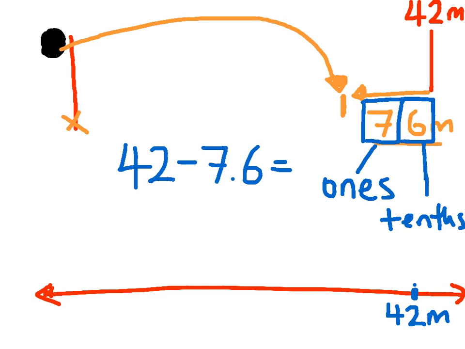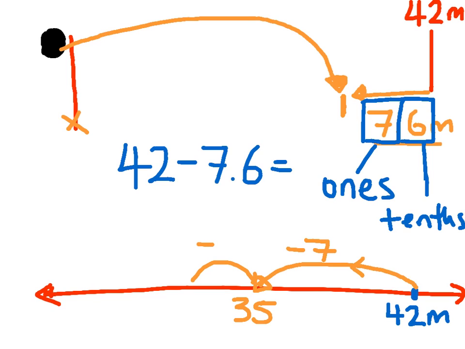Okay, so let's count back. Just change colour, and we're going to count back the 7 ones. So we're going to subtract 7 ones, minus 7. 42 minus 7 equals 35. And then we're going to subtract the tenths. So we're going to subtract 6 tenths. I'm going to draw an arrow to show here, minus 0.6 or 6 tenths. And we usually write a 0 there to show that there's no ones here. So minus 6 tenths, and that will take us to 34.4. So then we discover the actual distance that the boy threw was 34.4.